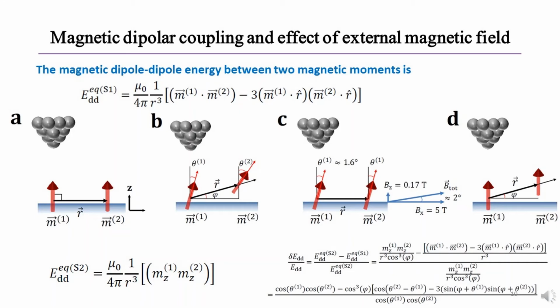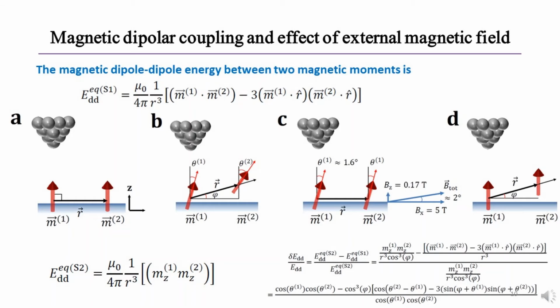In this slide, I would like to present the calculation of the magnetic dipole-dipole energy, because this equation shows the most general case of how we calculate the magnetic dipole-dipole energy between two magnetic moments. From figure A, we can see this is the most ideal case, where the two magnetic moments are aligned with the z-axis and are perpendicular to the surface. This model applies for identical atom species with zero in-plane field.